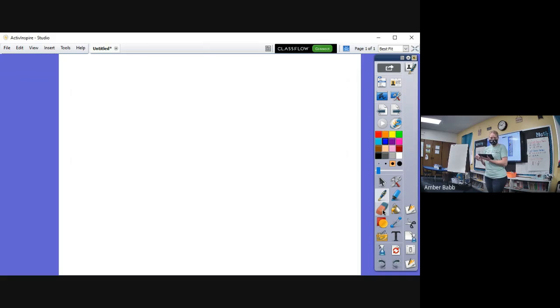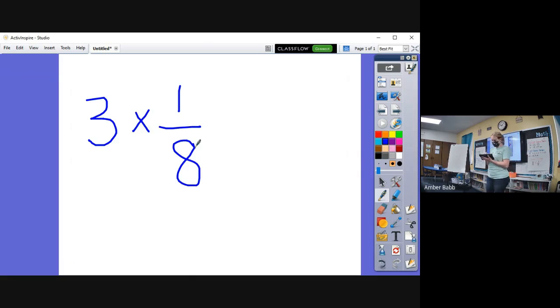Okay. So looking at the first problem that's on here as an example, it has 3 times 1/8. What side are we on? We are on the side that says day 1, lesson 6.1. Now resist the urge to butterfly, because that's not how you actually multiply fractions. So no butterflies at this point.